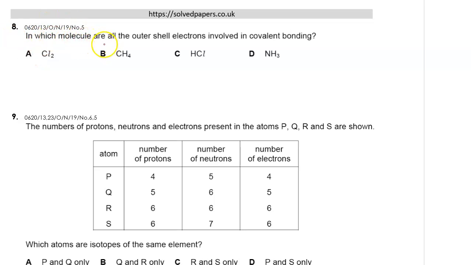Number 8. In which molecule are all the outer shell electrons involved in covalent bonding? Of course, ammonia is out. That one you know, because ammonia at least has got an unbonded pair. Ammonia is bonded to 3 hydrogen atoms, but it has got an unbonded pair. So the outer electrons of nitrogen are not involved in covalent bonding, so that is not correct.